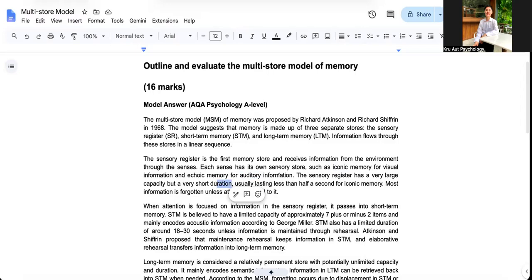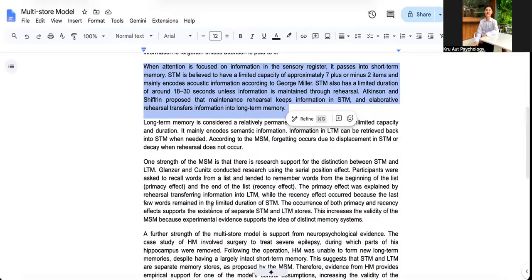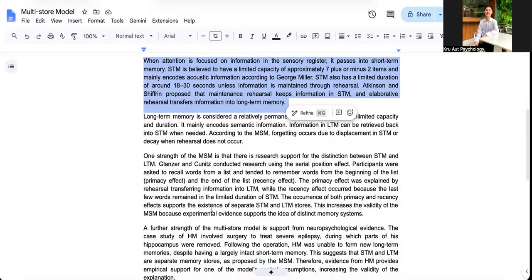So just saying it's very short would be okay, as long as it's mentioned as being very short, and not up to a second at all. Even less than half a second, you can mention that too. And the attention part would of course be essential to talk about, because attention is what allows information to be transferred into short-term memory. So talking about short-term memory, scrolling down here, when attention is focused on information in the sensory register, it passes into short-term memory. We need this.